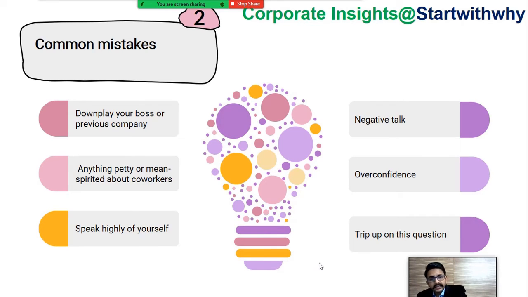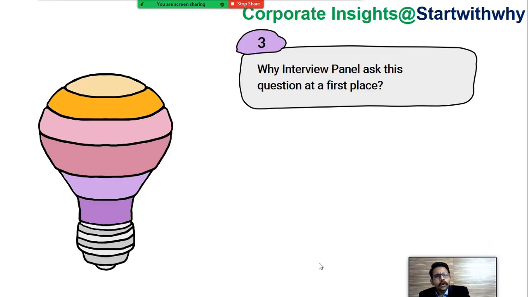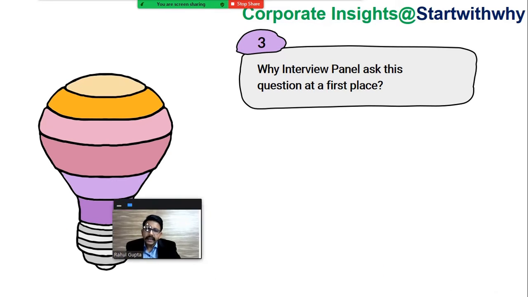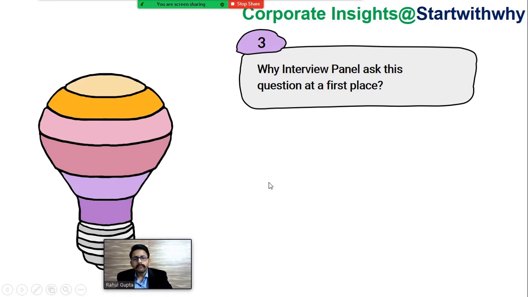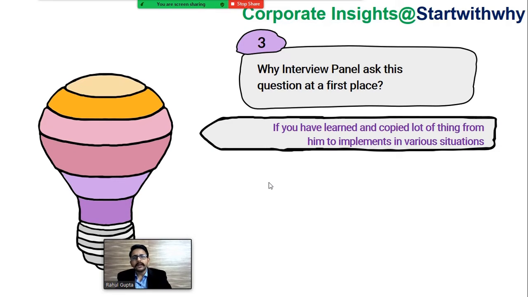Now let's understand in a little bit more detail what is the thought process the interviewer panel has when they ask this question. Okay, why they are asking this question, what they are trying to look for. So the first one is they are trying to understand if you have learned and copied a lot of things from your previous boss to implement in various situations. The meaning is, have you learned anything from your previous boss, correct? Or you are just a fault-finding person, you always look for weak points or strong points and never try to implement them in your life.